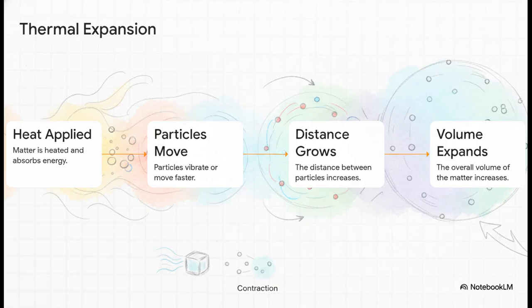Step 1, matter is heated. Step 2, its particles absorb that energy and start vibrating or moving a lot faster. Step 3, because they're moving so rapidly, the actual physical distance between those particles increases. And finally, step 4, this increased distance across millions and millions of particles expands the overall volume of the object. We call this expansion. And conversely, cooling things down slows the particles, bringing them closer together, which results in contraction.